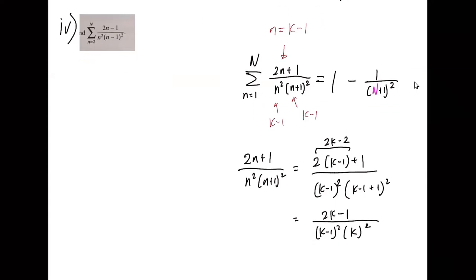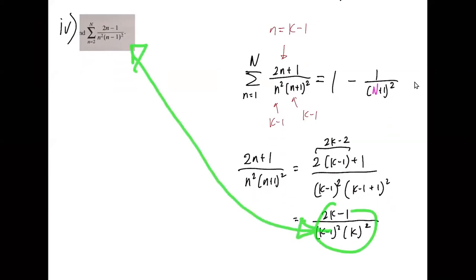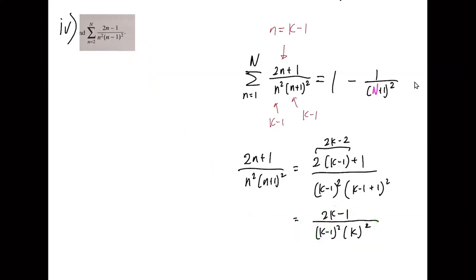Now you compare and contrast. Oh, it looks the same, right? It's just that now it's in terms of k versus in terms of n, but it's the same format. So we should do that as well. What we can do is to take this formula and replace the n with k minus 1.